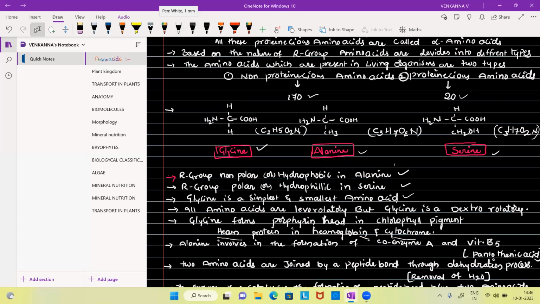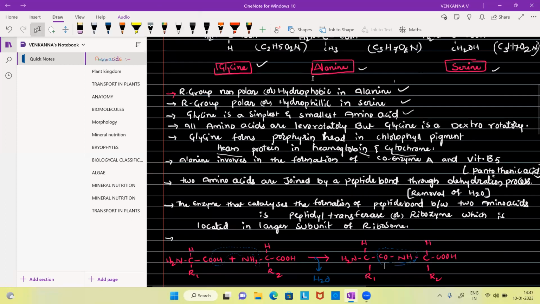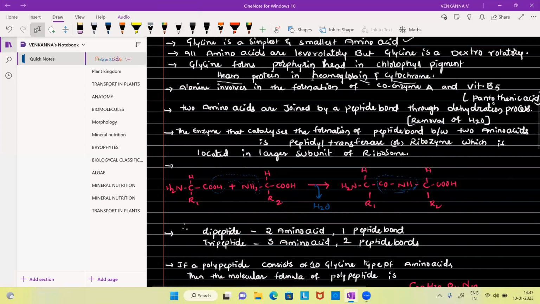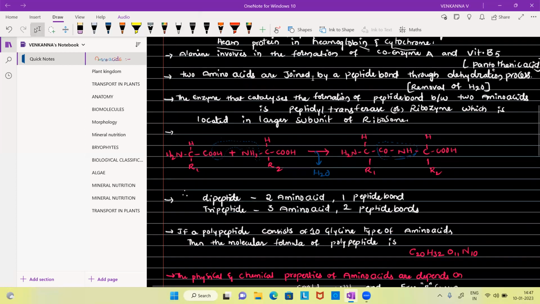Alanine is another type of amino acid. It is involved in the formation of coenzyme A and vitamin B5, pantothenic acid. When two amino acids are joined by a peptide bond through a dehydration process, they form a dipeptide. Dehydration means the removal of a water molecule. The enzyme that catalyzes the formation of the peptide bond between two amino acids is peptidyl transferase enzyme. It is also called a ribozyme enzyme.